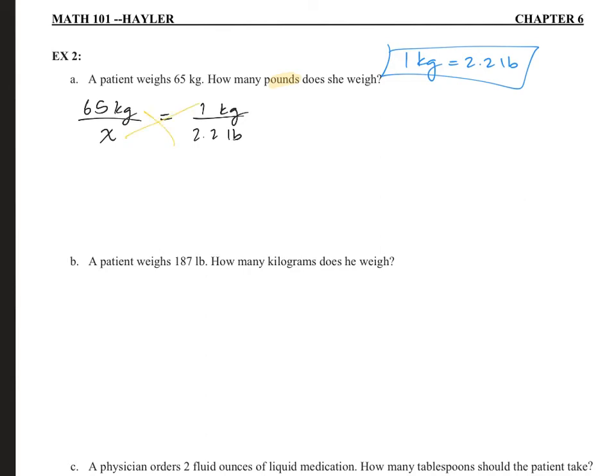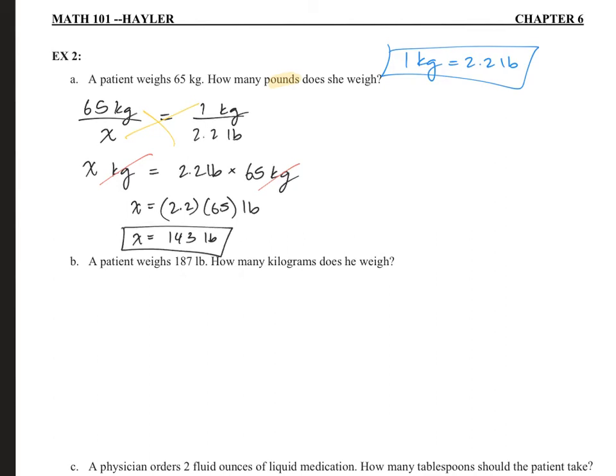You can pause the video and try to solve by yourself, and then check your answer with me in a second. We can cancel out the units. The kilograms are out. And then we are left with x equals 2.2 times 65 pounds. So x equals 143 pounds.